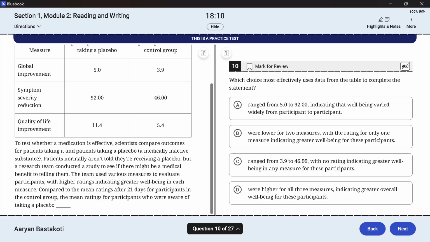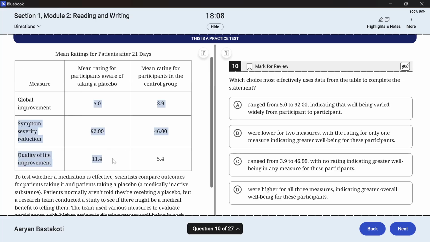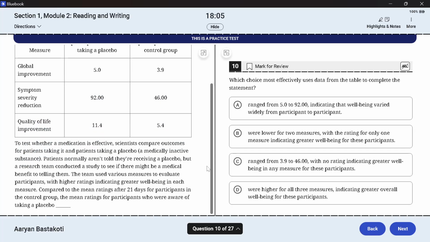Okay, wait. The mean ratings for those who were aware of taking a placebo. So this is the only thing we need to care about. We're higher for all three measures, indicating greater overall well-being for these participants. This is the right answer.